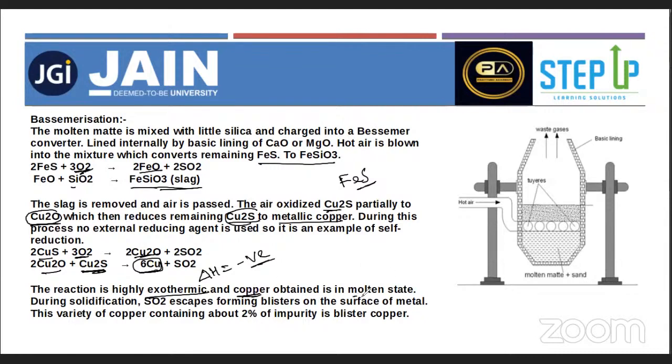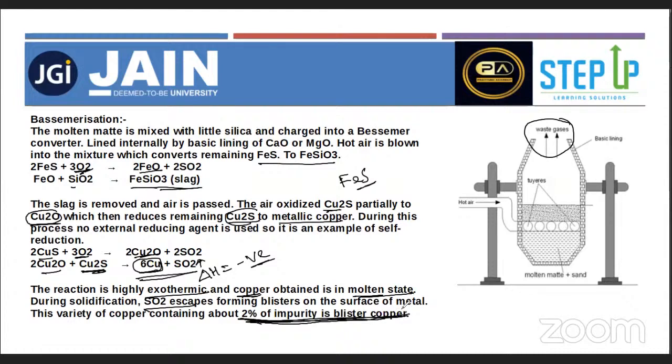Obviously this much heat is there, so molten state means it will be basically a lava kind of thing. During solidification, SO2 will escape and this will be allowed to cool. SO2 being a gas, it will escape out from the surface of the metal, forming blisters. From here SO2 will come out, and the variety of copper containing about 2% impurity is blister copper. So what is blister copper? Blister copper is that which contains 2% impurity. You should know this also.